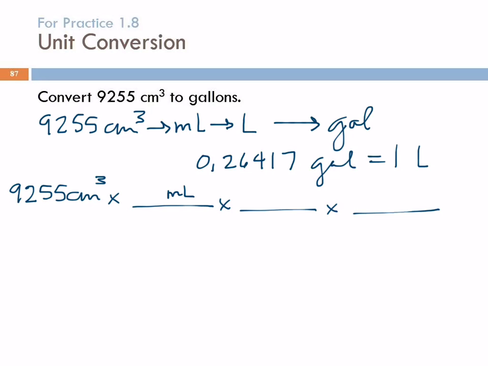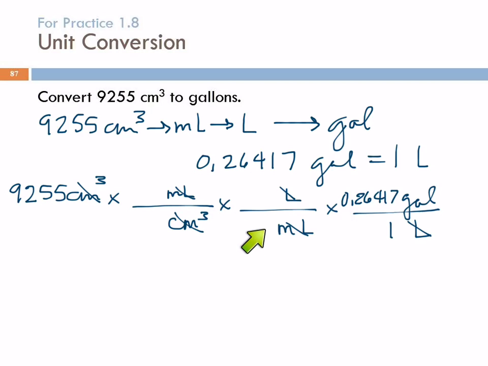Copy that in the numerator. In the denominator, we're going to have the previous unit, because those will cancel out. We want all these units to go away except for gallons at the end. Milliliters down here, liters down there. Now we put numbers in. This is the one we looked up, so this number goes with gallons, 0.26417, and that is equal to 1 liter.